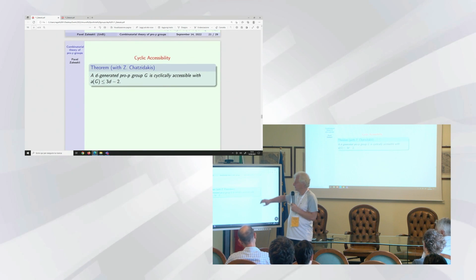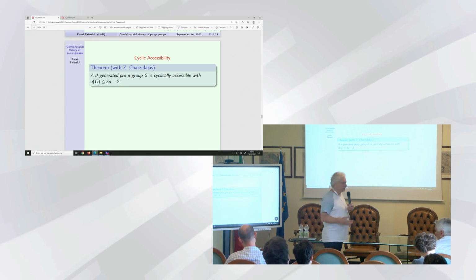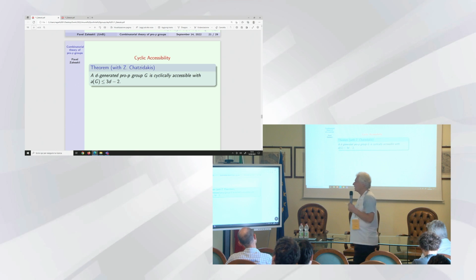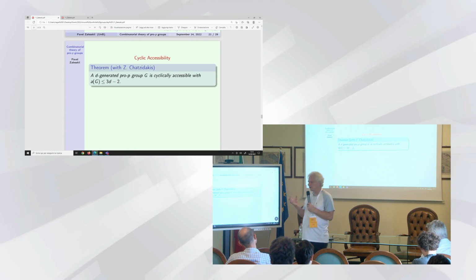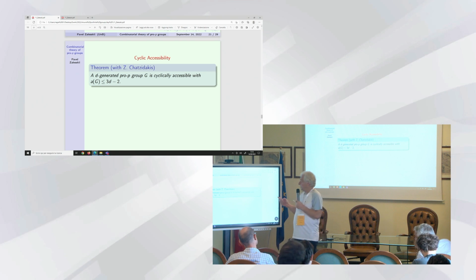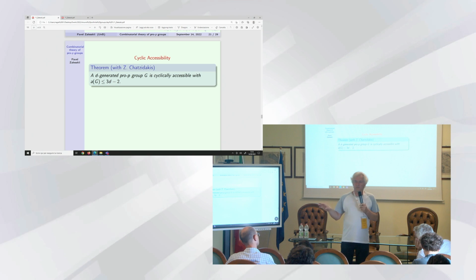Cyclic accessibility was also studied by Rips and Zalesskii, right? And cyclic accessibility in the abstract case is particularly important for hyperbolic groups. Why? Because in a hyperbolic group, every maximal cyclic subgroup is malnormal. All right. So in the pro-p case, cyclic accessibility works for any finitely generated group without any restriction.